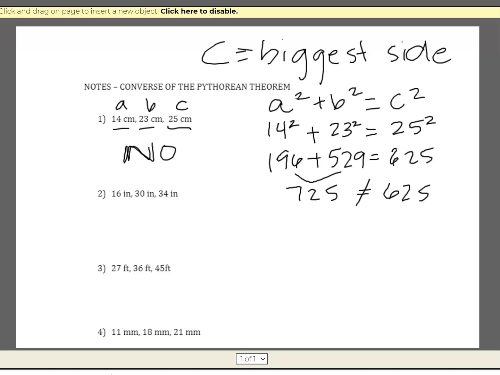Okay? So hopefully you understand. This one's very easy. Okay, so here the biggest number, we have 16, 30, and 34. So 34 is your biggest number. Again, A and B, it doesn't matter which one is A, it doesn't matter which one is B. So we're going to do all this again. So A square plus B square equals C square. Alright, so for A we have 16 square. For B we have 30 square. And for C we have 34 square.